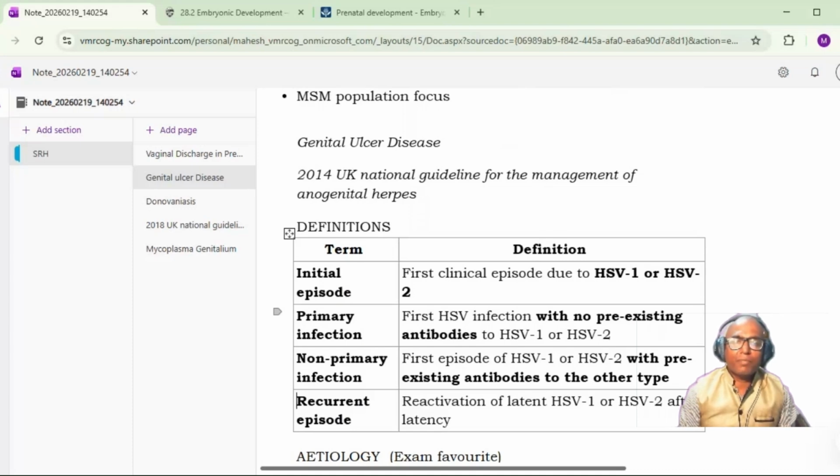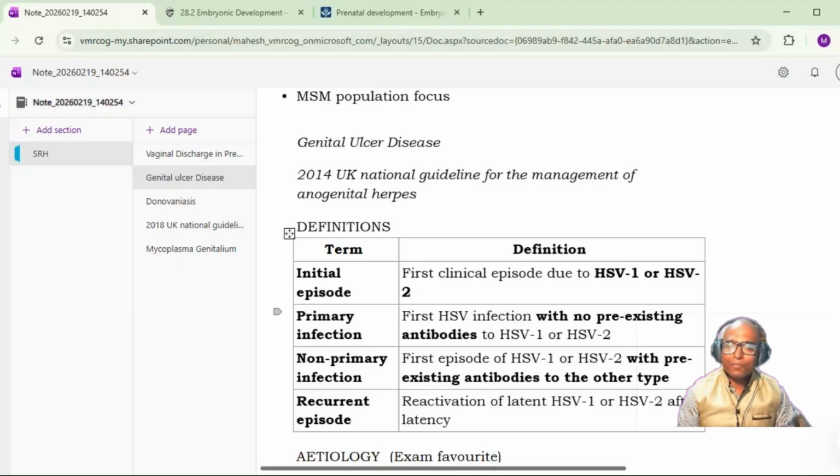First we will be discussing the 2014 UK National Guideline for the Management of Anogenital Herpes. Now, there are different terminologies with respect to herpes. When there is a herpes infection, it is either an initial episode, primary infection, non-primary infection, or recurrent episode. Sometimes they can confuse you in the SBA with this. The initial episode is the first clinical episode due to HSV1 or HSV2.